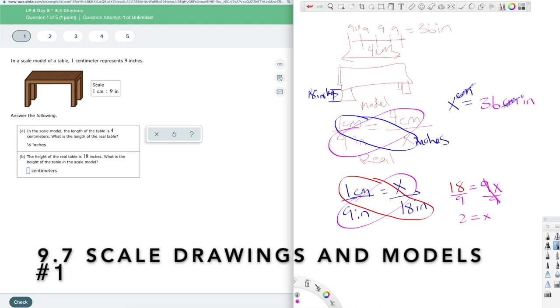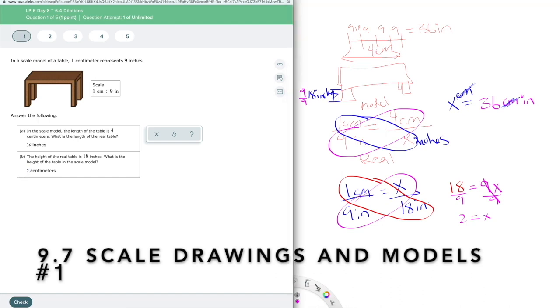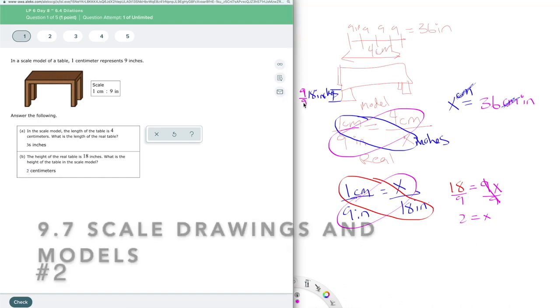We could also think of that: how many 9s are there here? There are 2 of them. So that would mean each one of these 9 inches is 1 centimeter on the table. So that's why it's 2 centimeters. So again, a visual way to think about that, breaking it up, and the algebraic way with our cross products. All right.